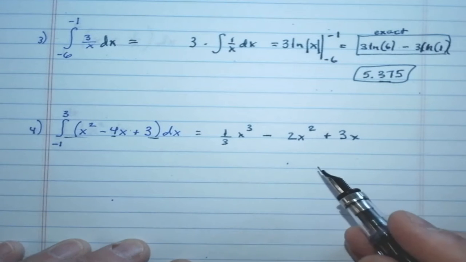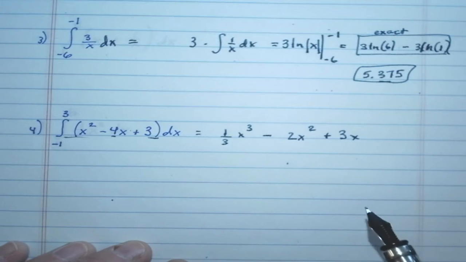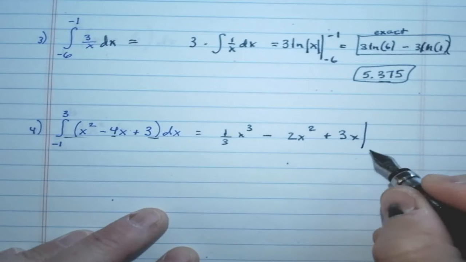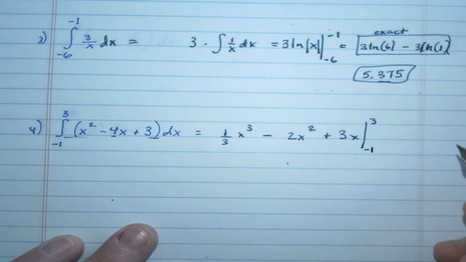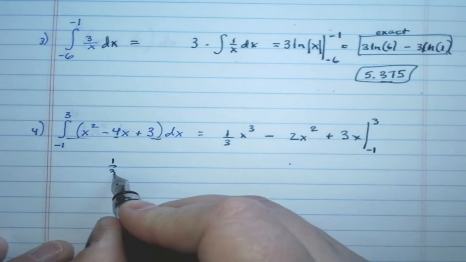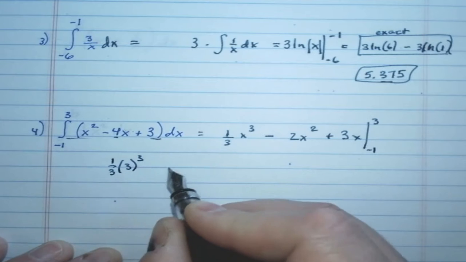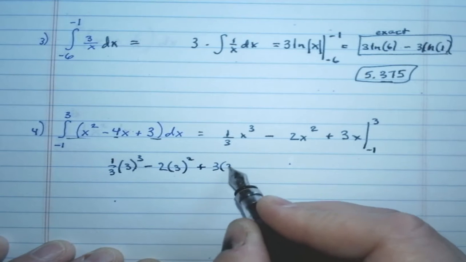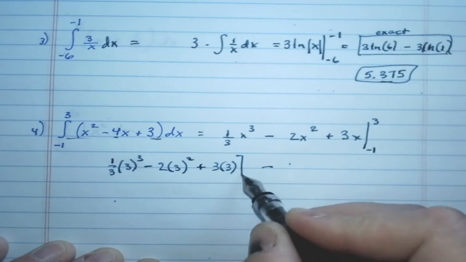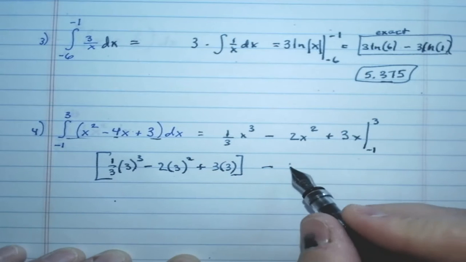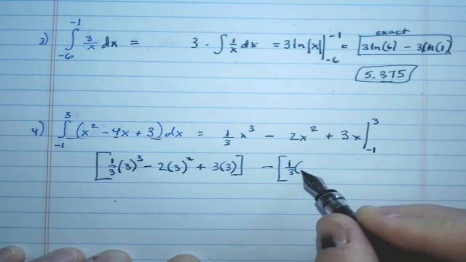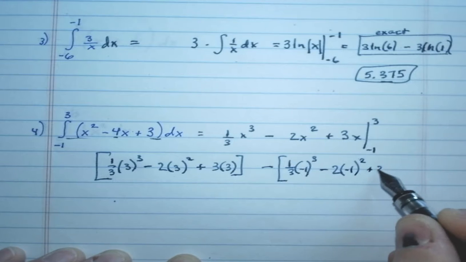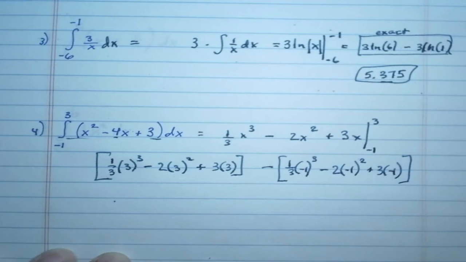So I need to see this on every integration problem. Can you give me the indefinite integral, and then can you evaluate the definite integral, okay? And so we're going to evaluate this from -1 to 3, right? So we take 1/3 times 3 cubed, minus 2 times 3 squared, plus 3 times 3, minus, I'm going to take all of that, minus 1/3 times -1 cubed, minus 2 times -1 squared, plus 3 times -1. Okay, all of that.